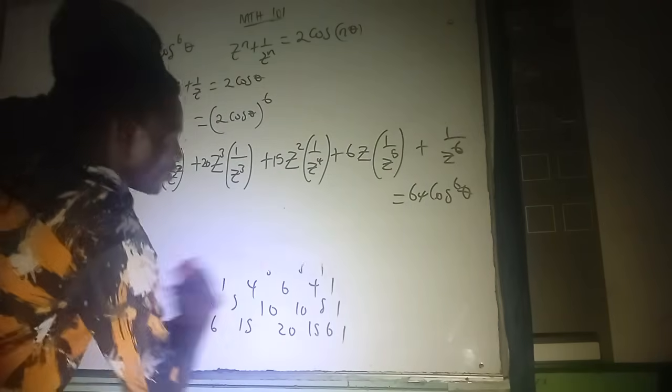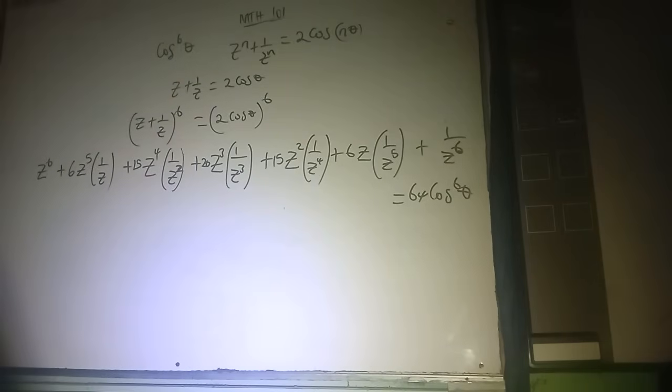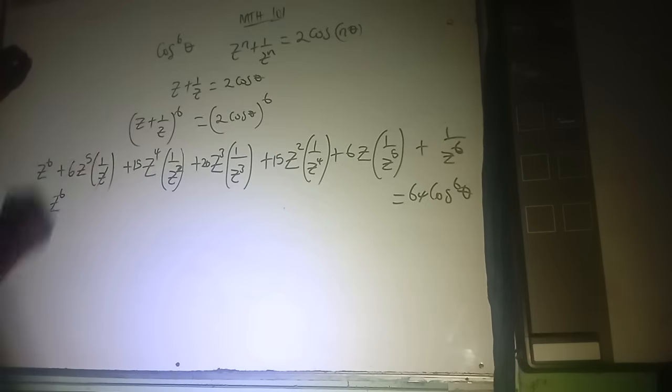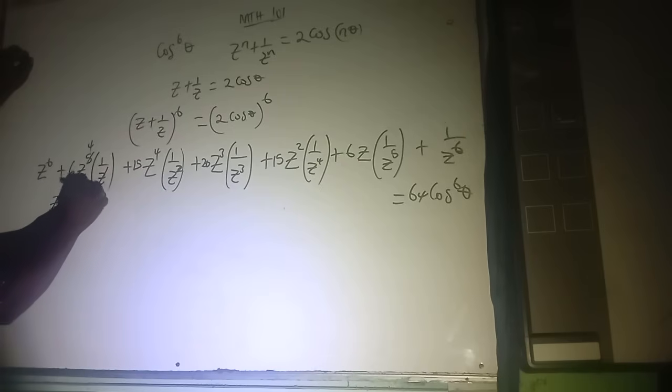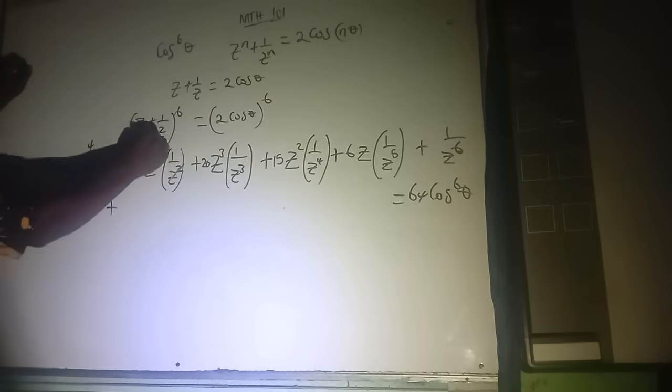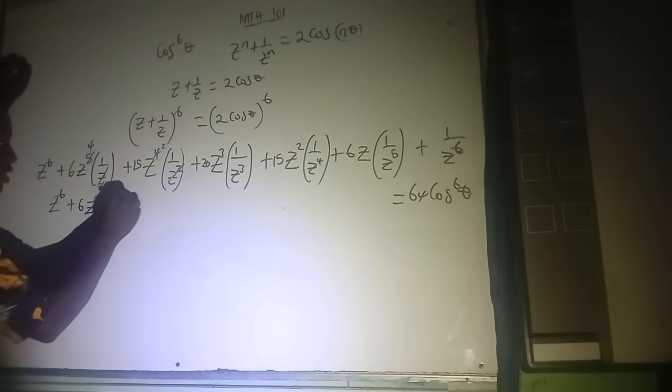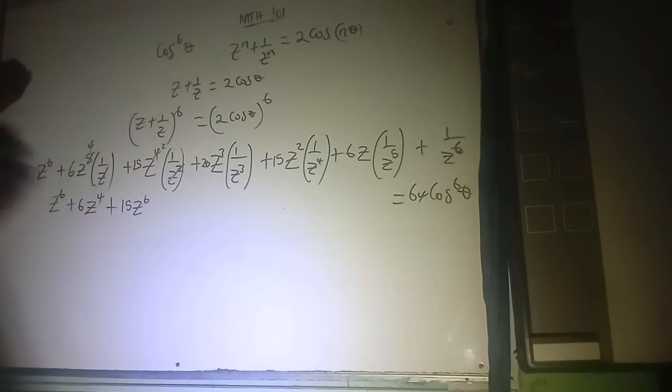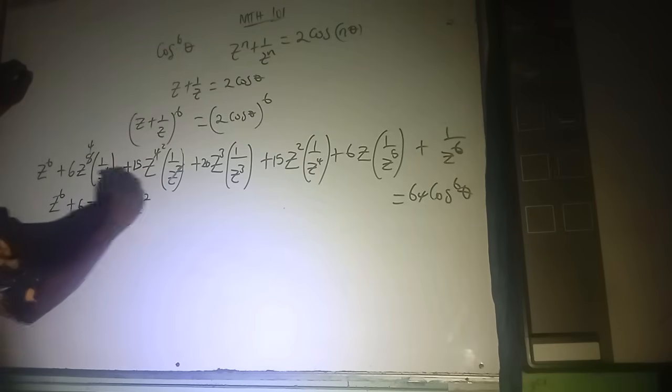So we are done with the expansion without stressing ourselves so much. Let's do justice to them. We have z raised to power 6 here. One z we cancel one here, we have z^4 left here. So this gives us plus 6 z^4, plus, cancelling 2 z, we have z squared left here, plus 15 z squared.